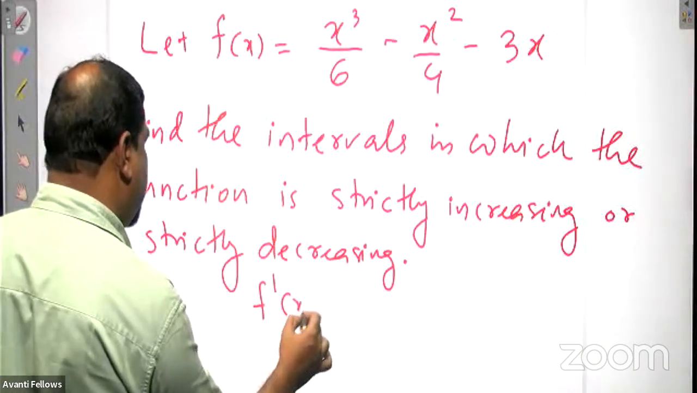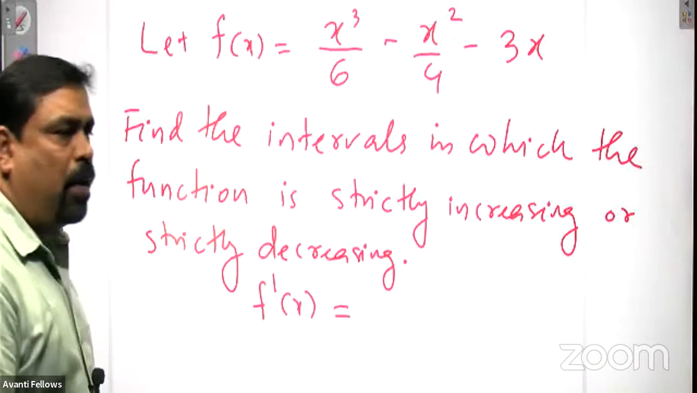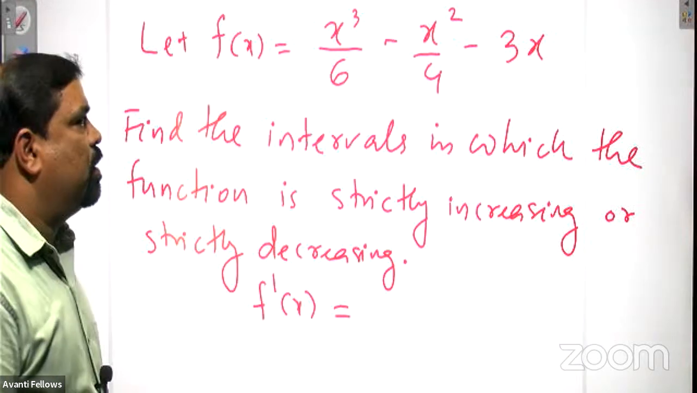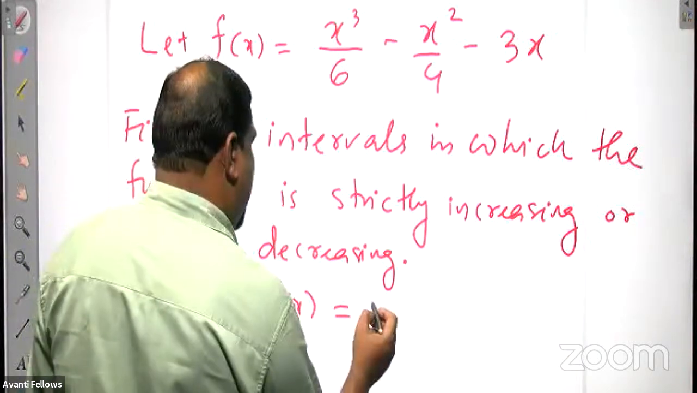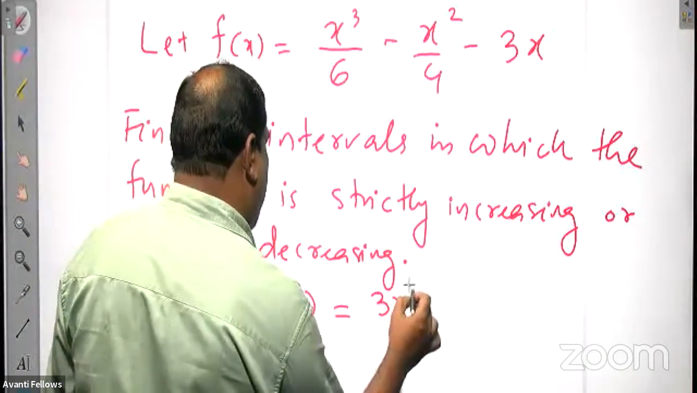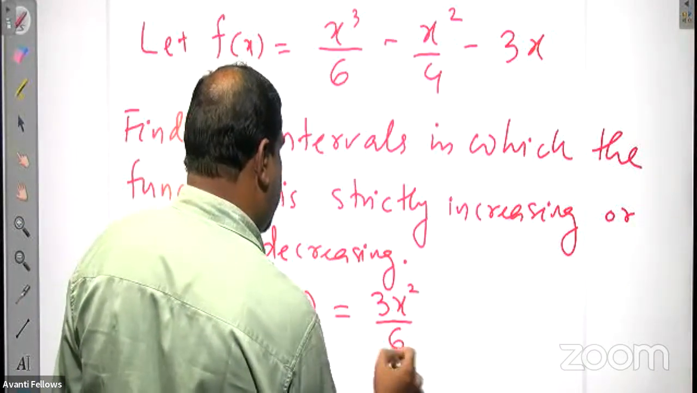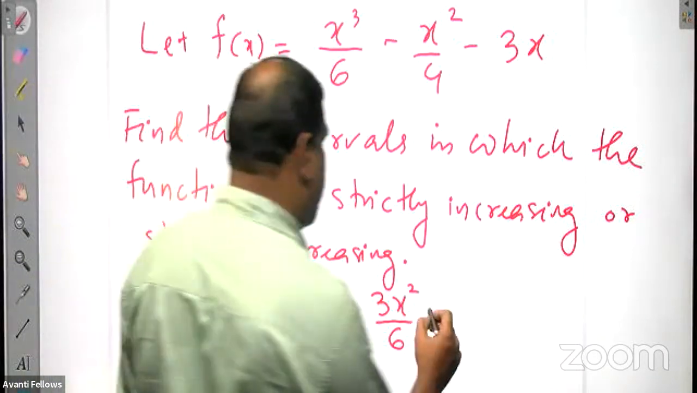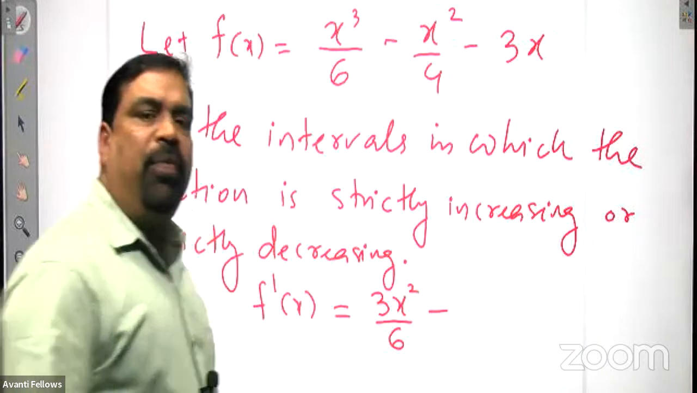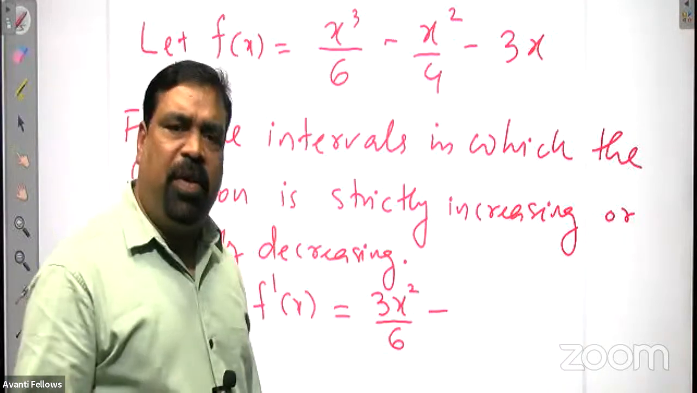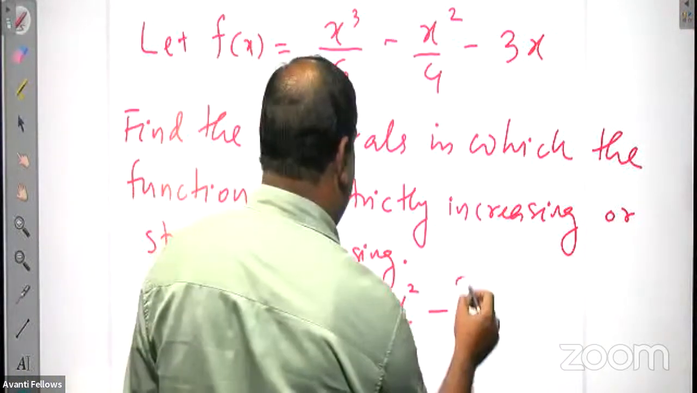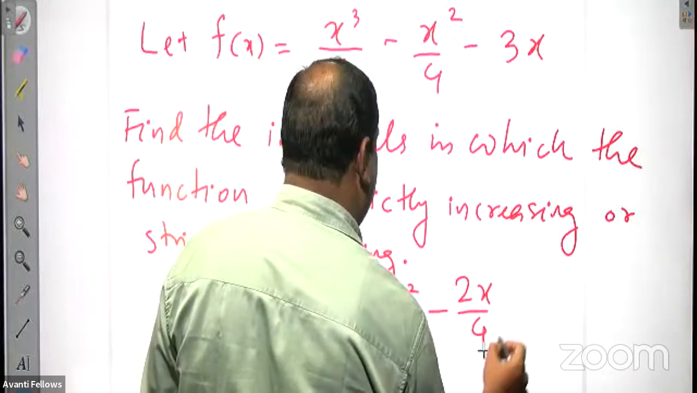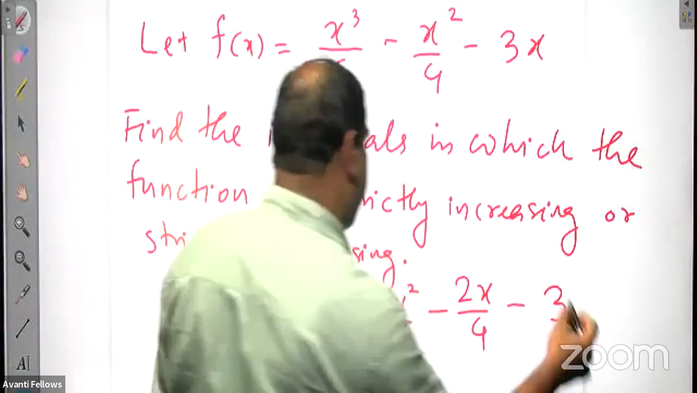That is f dash x. Everybody can find the derivative of this function. X cube by 6 gives 3x square by 6, since the derivative of x cube is 3x square. Then minus the derivative of x square by 4, which is 2x upon 4. Minus 3.